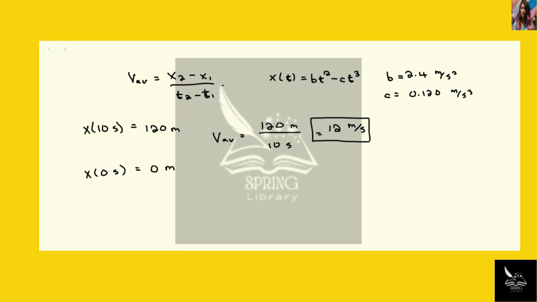Onward to part B. Part B asks us for the instantaneous velocity at 3 different time values. To get the instantaneous velocity, we take the derivative of this function. And so we do that by just applying the power law. And we get that the instantaneous velocity, v of t, is 2 times little b times t, just by bringing down the power of 2 and then subtracting 1 from the exponent. And then the other term equals 3c t squared.